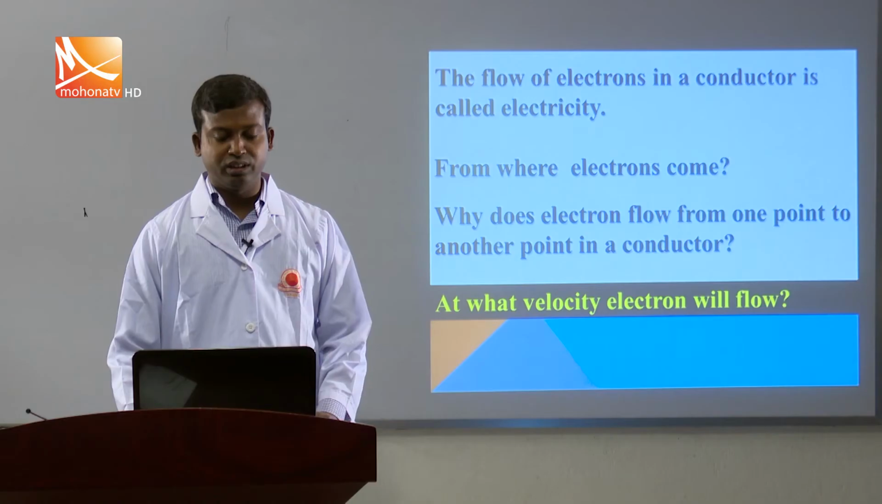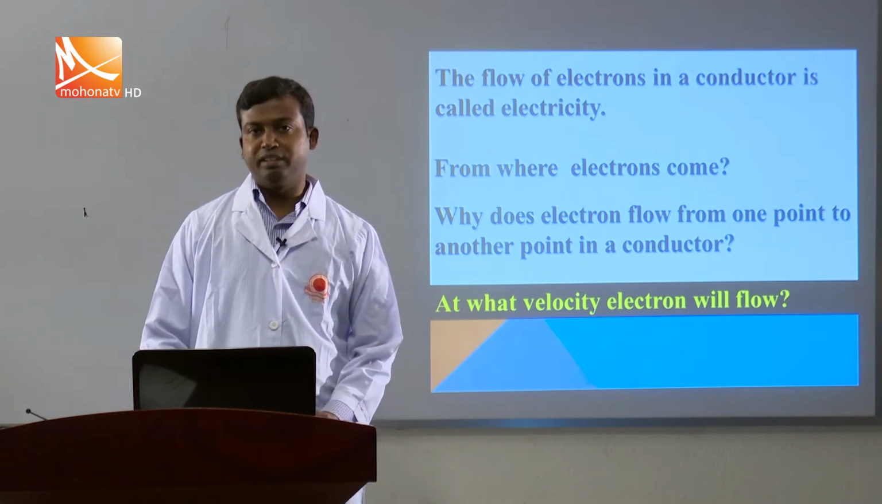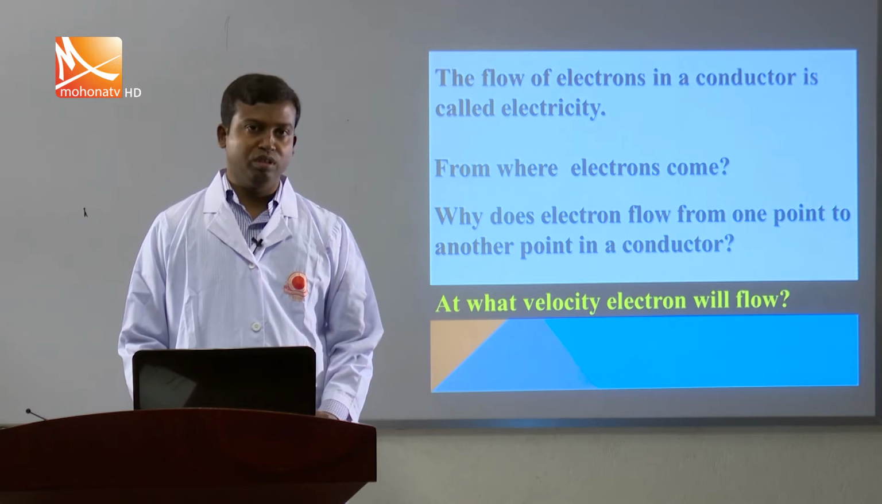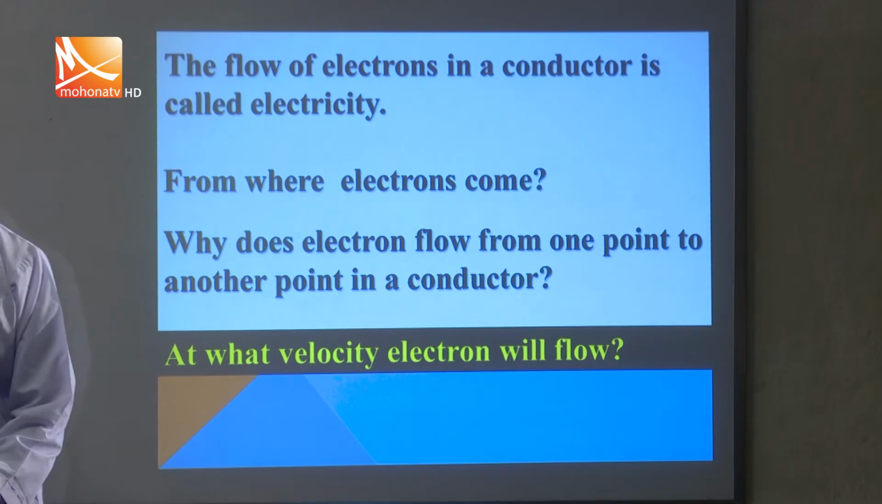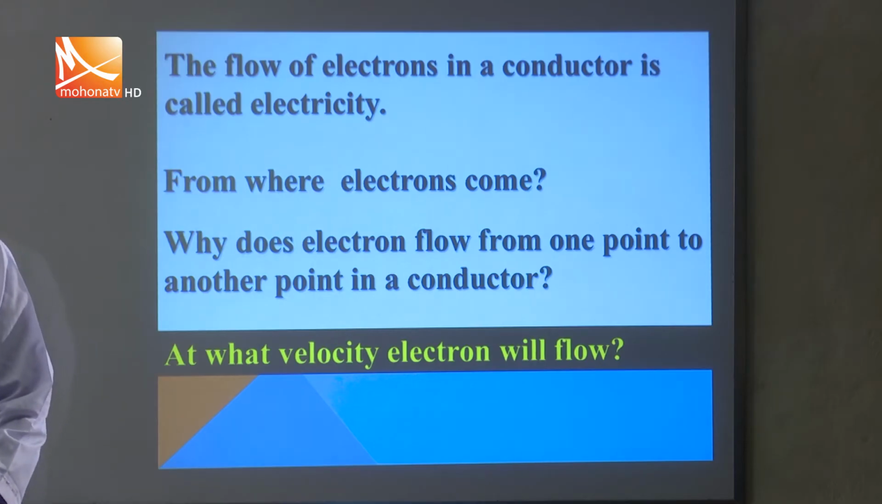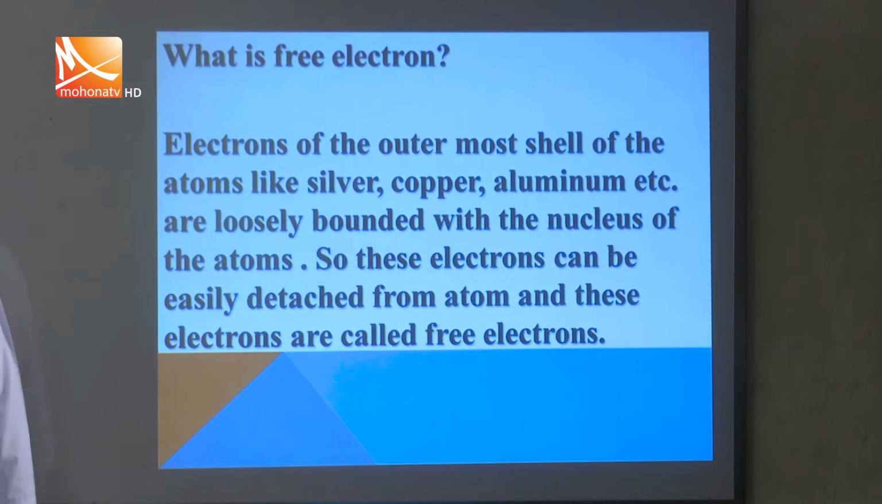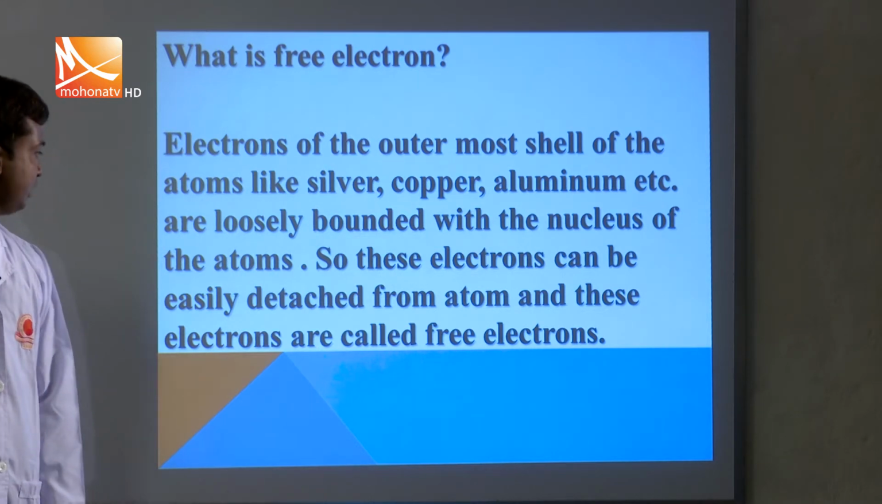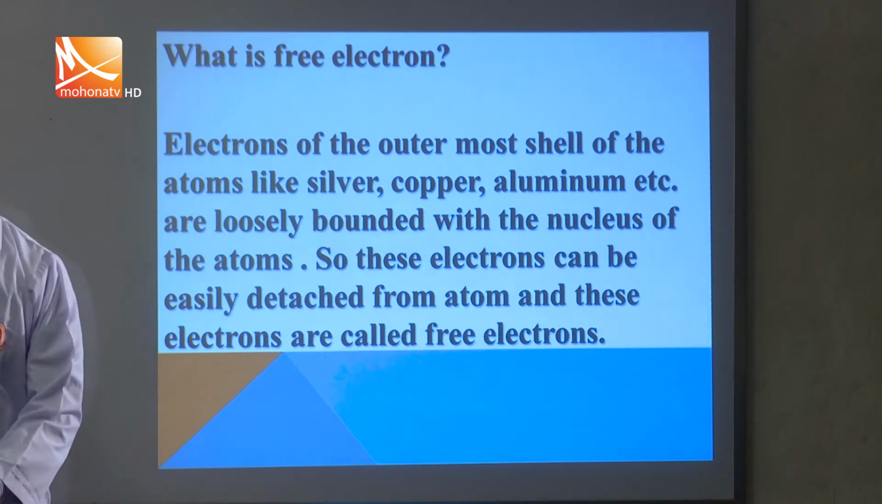So, the first question is, from where do electrons come? Are these ordinary electrons or something else? Basically, these electrons are known as free electrons. So, what is the definition of free electrons? Electrons of the outermost shell of atoms like silver, copper, aluminum, etc. are loosely bound to the nucleus of the atoms. So, these electrons can be easily detached from the atom, and these electrons are called free electrons.